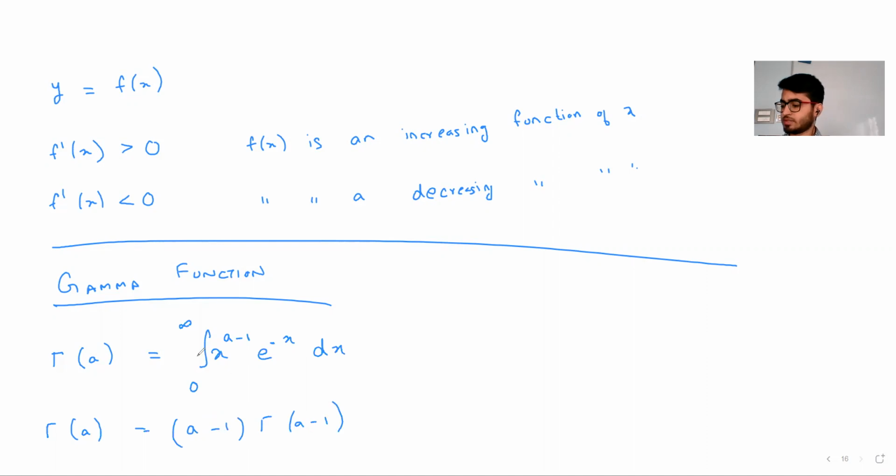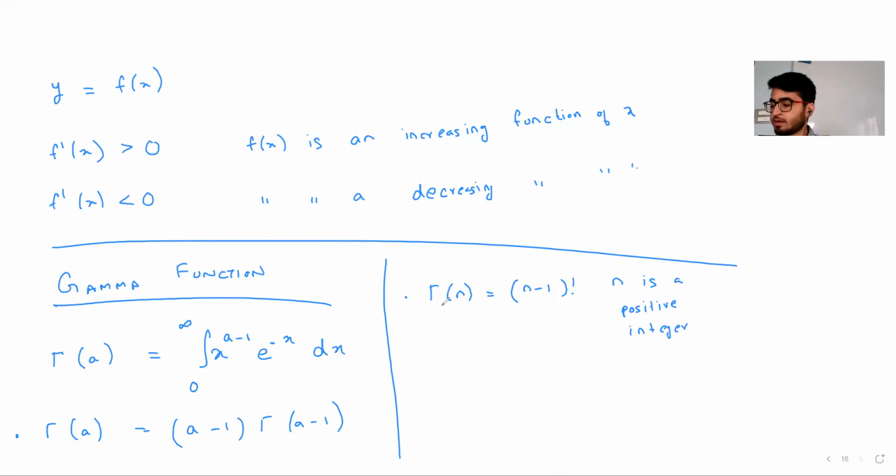You can get this if you simply apply integration by parts to this, you'll get this result. Similarly, this is the first result. Second result is that gamma n is equal to n minus 1 factorial, where n is obviously a positive integer. You can use this result and you will find that gamma n is nothing but n minus 1 factorial.